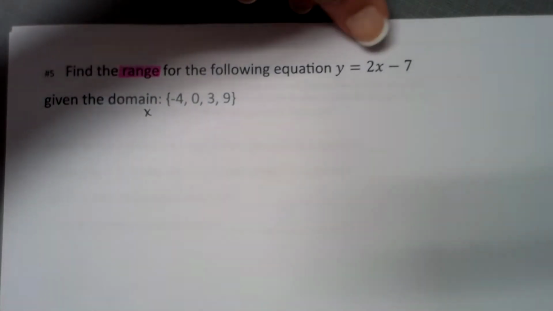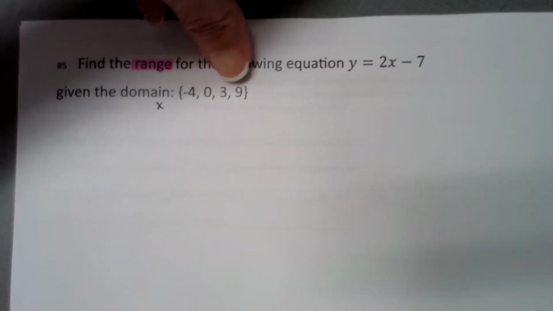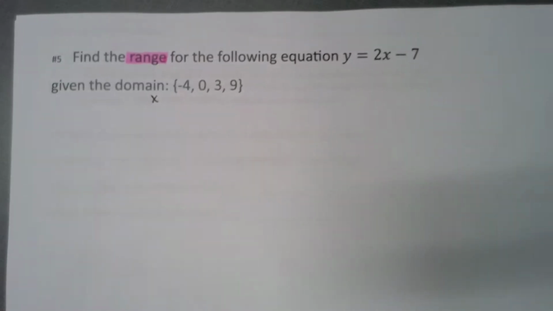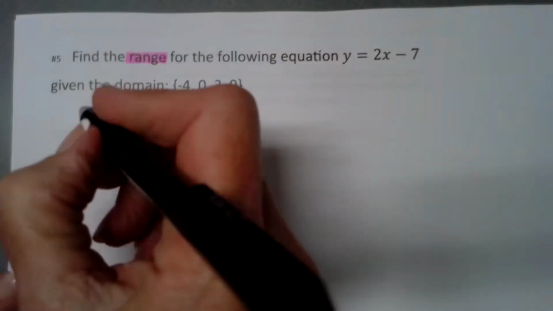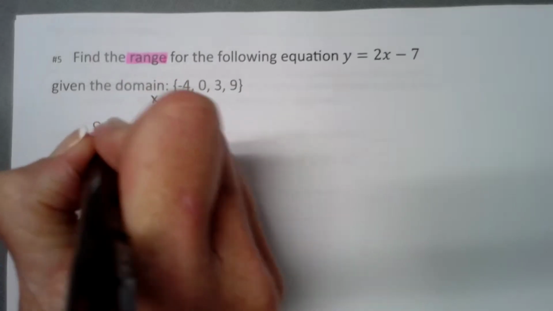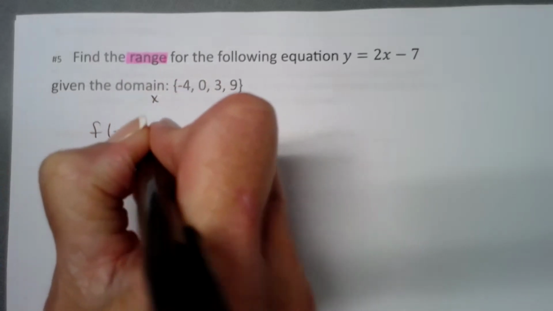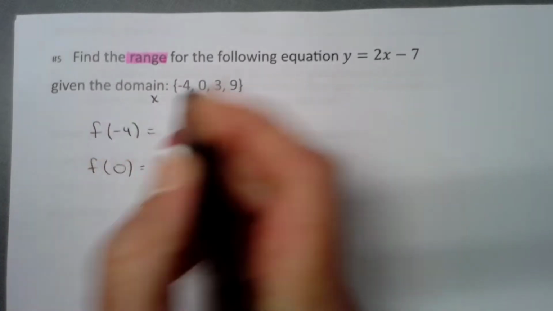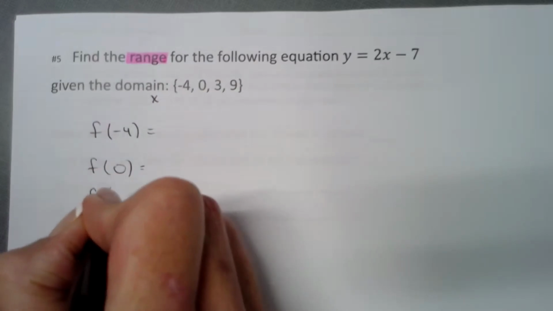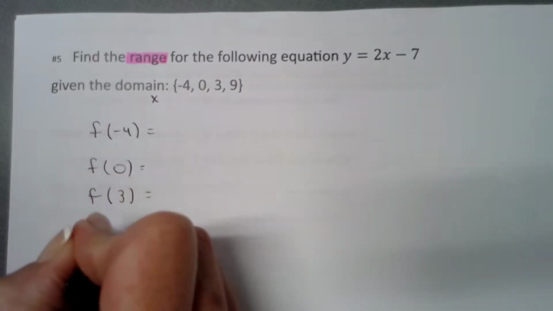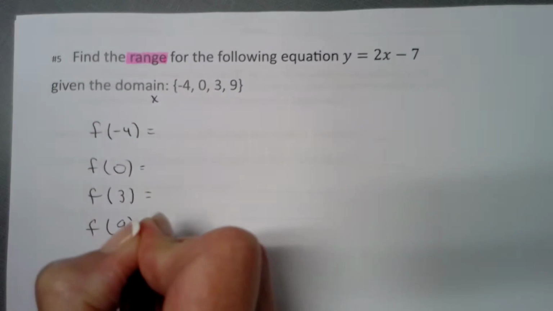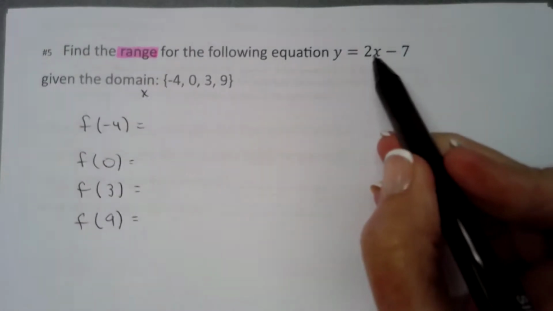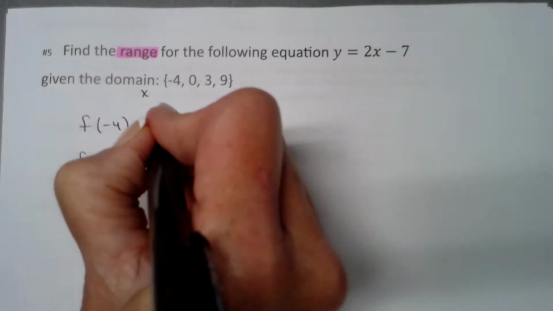So what you have to do is evaluate the function at these x values to get your y values. So this is what it would look like. We are going to do f of -4, f of 0. In other words, we're going to plug these in. F of 3 and f of 9. These are the 4 domain values they give me. So what does this sound like? 2 blank minus 7.